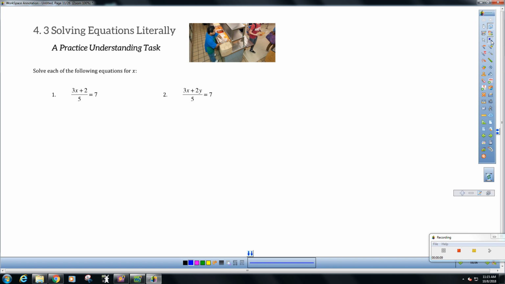Okay? Most of this video is going to be about solving equations. Notice that each equation is kind of similar, but this one has an extra variable. So when we solve some of these, we are going to have it in terms of another variable. That's kind of the goal of the lesson.